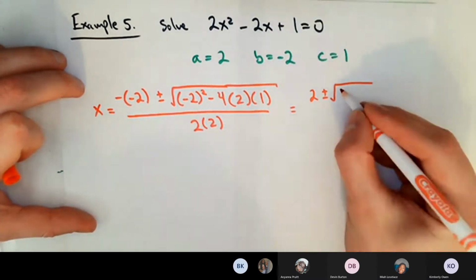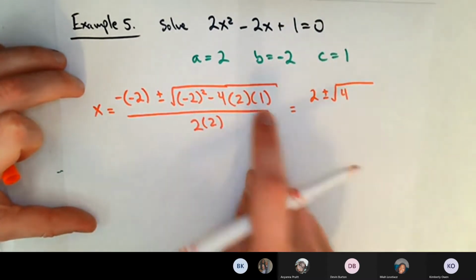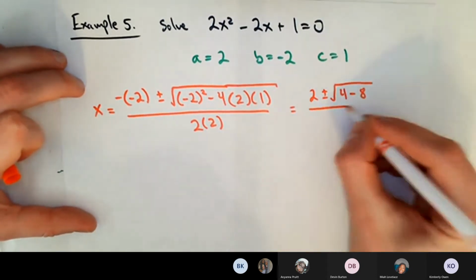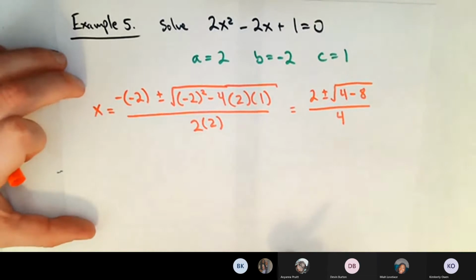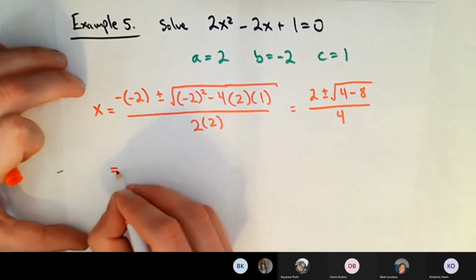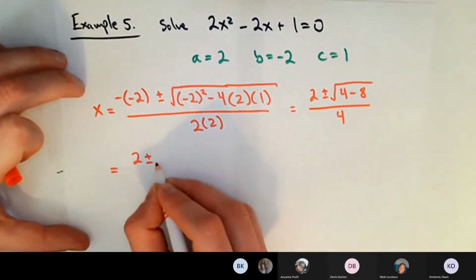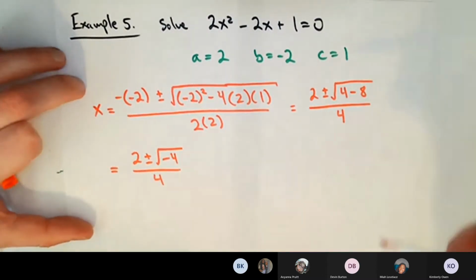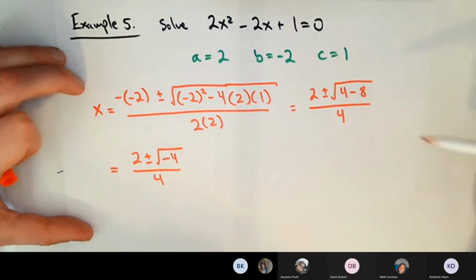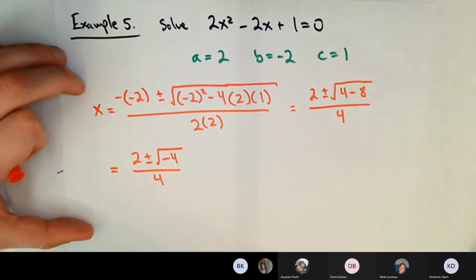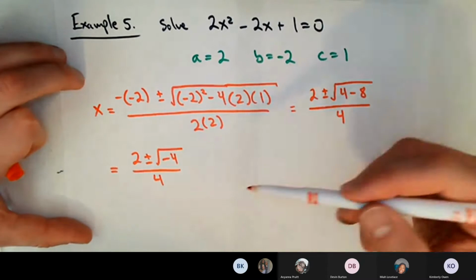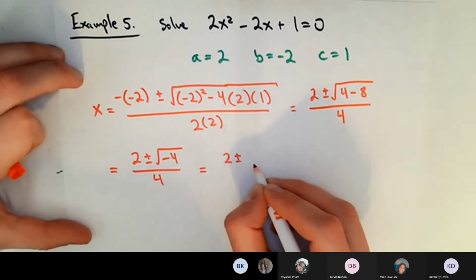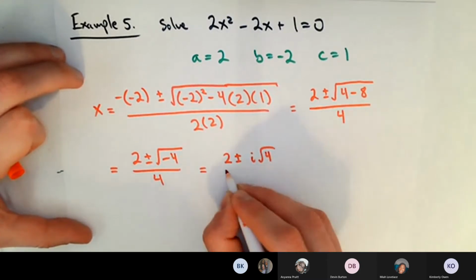Now in your next steps, you can do as much as you feel comfortable with all at once. -2 squared is going to be 4. 4 times 2 times 1, by the way, minus, right? Minus 4 times 2 times 1 is 8, all over 4. Okay, that's going to be 2 plus or minus 4 minus 8 is -4, all over 4. So arithmetic, right? Don't just look at this and say 4 minus 8 is 4. No, it's not 4, it's -4. Okay. All right, now we have 2 plus or minus i times the square root of 4, all over 4.